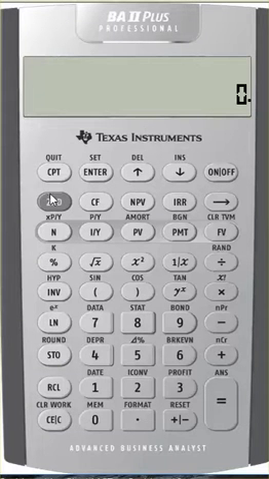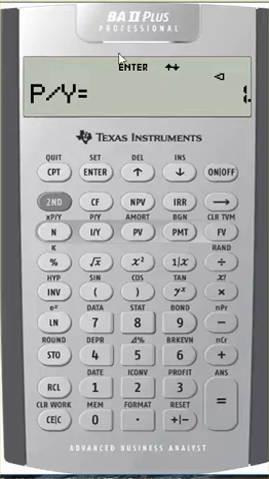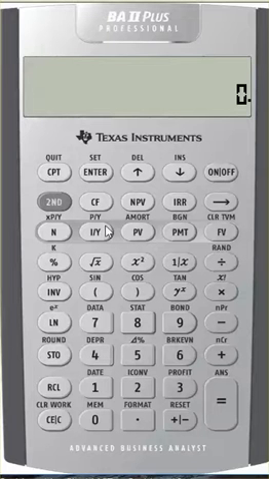So in this particular problem, since it's compounded quarterly, I'm going to have to go second payment per year, and you can see this is set up for annual compounding. So I have to change that to quarterly, 4, and enter. Make sure you enter it. And go back to second, quit. And let's see, what else do I have to do?